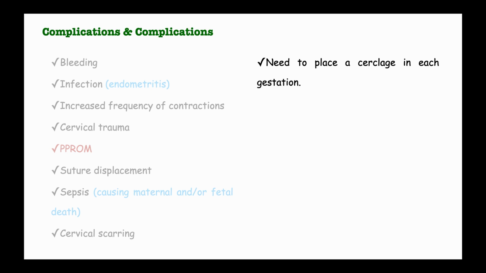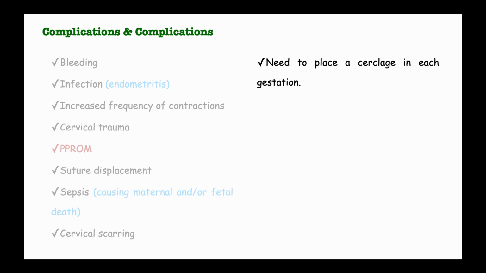Then an important thing that I want to draw your attention to here is that in addition to all of these complications, transabdominal cerclage has been associated with pregnancy loss and fetal growth restrictions from inadvertent ligation of the uterine arteries. So as we do transabdominal cerclage, these are some of the complications that we may encounter.